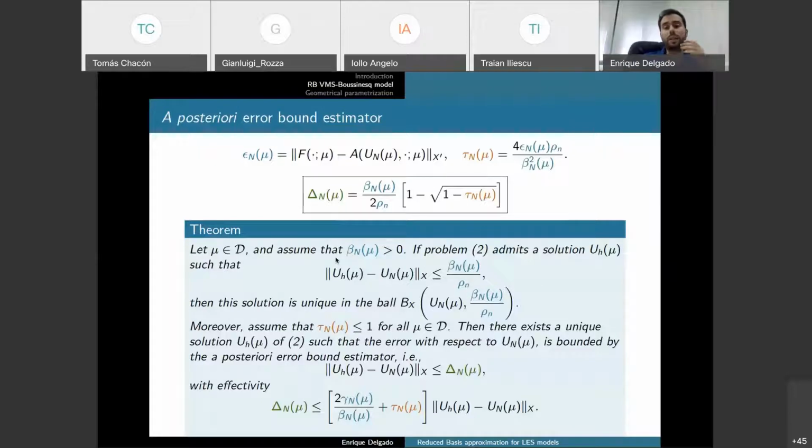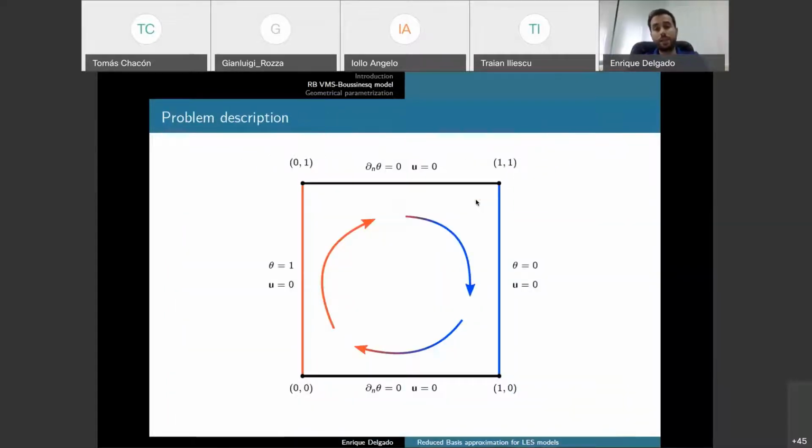Just note that when tau n is larger than 1, this a posteriori bound does not exist. So at the first stage of the greedy algorithm, where tau is larger than 1, we consider the proper tau as the a posteriori error bound. So let's go to the numerical results for this part of the talk.